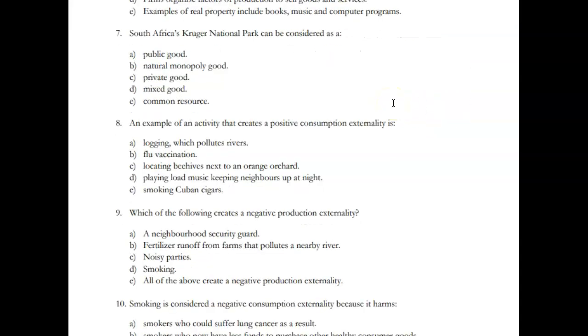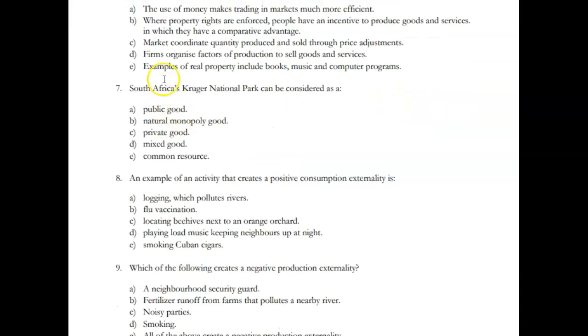Number 7. Now this can be quite confusing. I don't know why they use South Africa's Kruger National Park, but I would just replace this with a park, to be honest. So it can be considered a straightforward public good. Because at the end of the day, for a park, there are 2 criteria you need to know. Number 1, is it rival? Number 2, is it excludable?